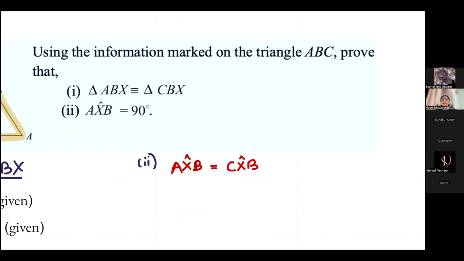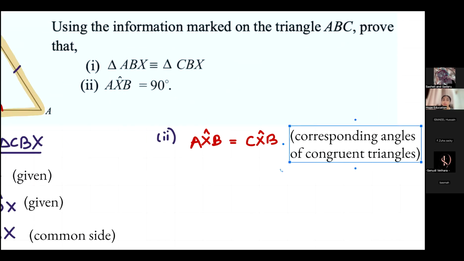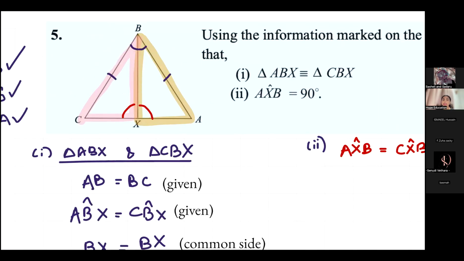And what is the reason? We write the reason as corresponding angles of congruent triangles. Okay, next step. Since they are equal, can I write like this?